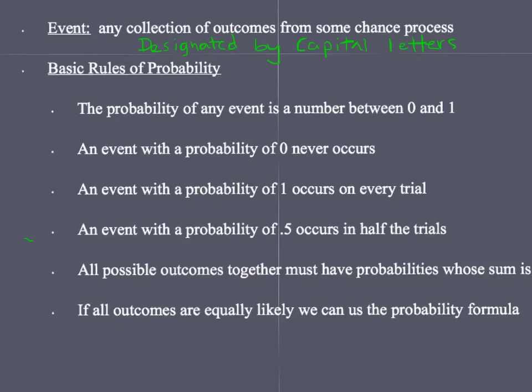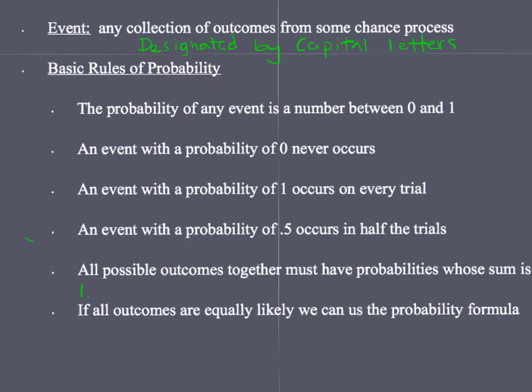There are some basic rules for probability. The probability of any event is a number between 0 and 1. An event with a probability of 0 never occurs. An event with a probability of 1 occurs on every trial. An event with a probability of 0.5 occurs in half the trials. All possible outcomes together must have probabilities whose sum is 1.